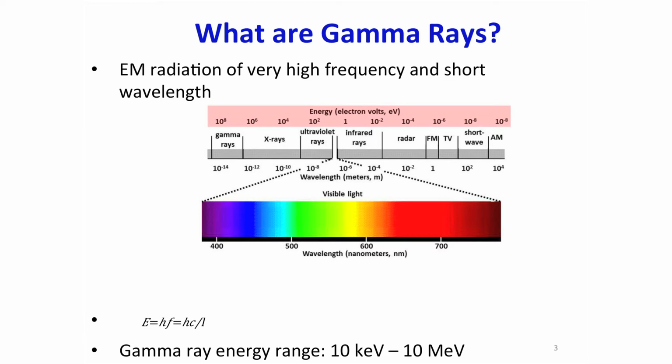The units that we tend to use when we're talking about gamma rays are electron volts. You'll be familiar with electron volts. So typically the gamma ray energy range that we're concerned with is from about 10,000 electron volts up to 10 million electron volts. So 10 keV up to 10 MeV. The gamma rays are then the extreme high energy and high frequency end of the electromagnetic spectrum, and they're very close to the X-ray region.